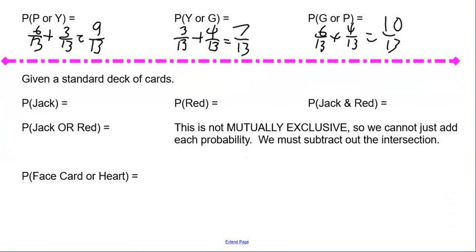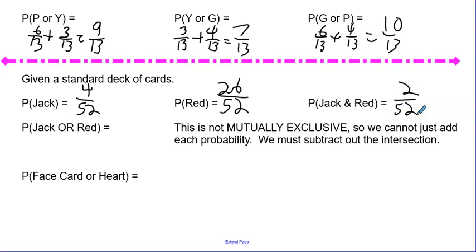All right, a deck of cards. How many jacks are in there? There's 4, and there's 52 cards total. How many red cards are there? There's 26, and there's 52 total. How many cards are jack and red? Well, there's 4 jacks, 2 black, 2 red, so that's 2 out of 52.